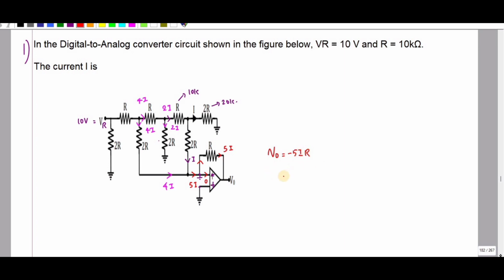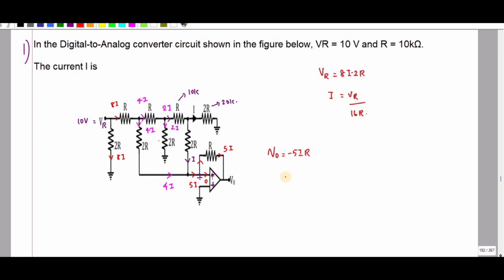So at this point, it is 10 volt, right? So the voltage across this one is 10 volt. So I can write, if this is 8I, this is also 8I, right? So I can write VR is equal to 8I into 2R, right? So from this I can find the value of I. I is nothing but VR divided by 16R.